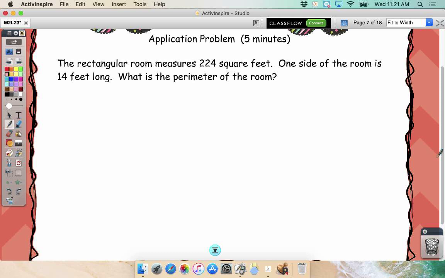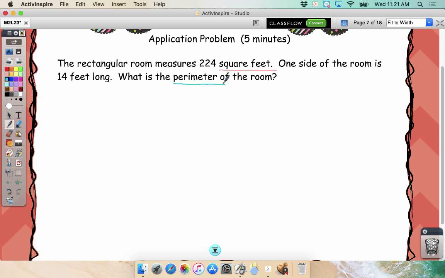Okay. The rectangular room measures 224 square feet. One side of the room is 14 feet long. What is the perimeter of the room? So I've underlined a couple things and I want you to do the same thing. And then I'm going to ask you a question.